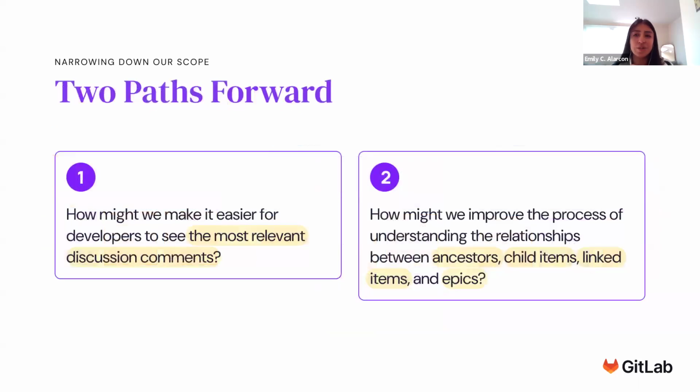These groupings led us to our two main paths, where we asked ourselves our first question of how we could make it easier for developers to see the most relevant discussion comments. This path would focus on the problem of lengthy discussion threads that we observed. Our second question we asked ourselves was how we could improve the process of understanding the relationships between ancestors, child items, linked items, and epics. This path focused on the problem of navigating between different issues pages.